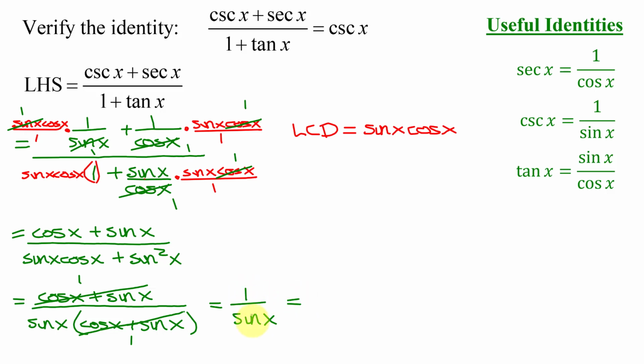Lastly, what is 1 divided by sine x? Remember, 1 divided by sine x equals cosecant of x. And is that my right-hand side? Yes. So I have verified this trigonometric identity.